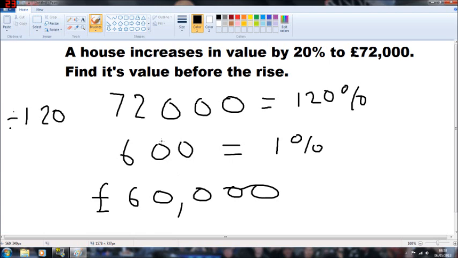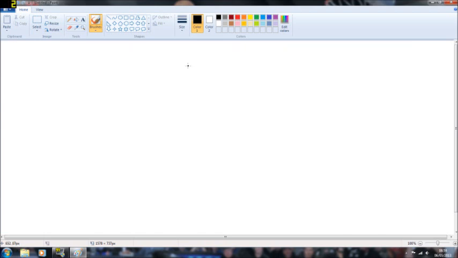Now, if it said that the house dropped its value by 80%, and now the value is 72,000, what you would do is divide 72,000 by 80, then that would give you 1%, and times that 1% by 100, and you would get your answer.